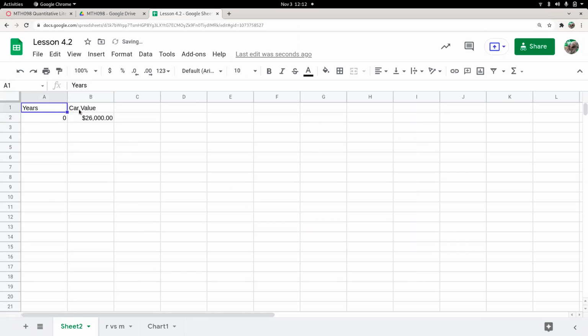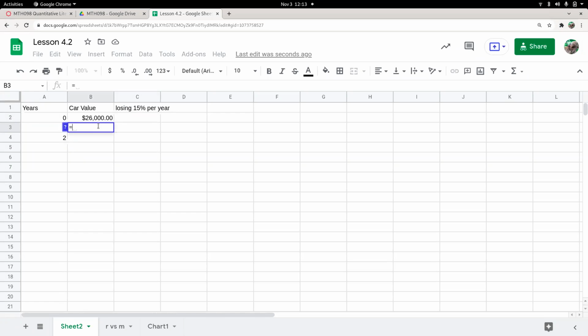I just typed years, car value, start with year zero, it's worth 26,000. And then what's going to happen in year one? We'll do that in year two. And the key here is my depreciation rate. So we are losing 15% per year. So just a little note there, losing 15% per year. So we start with 100% and we lose 15%. So that's where that one minus idea I mentioned earlier comes from.